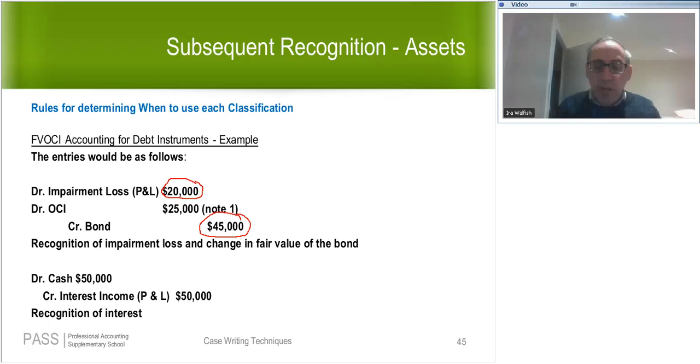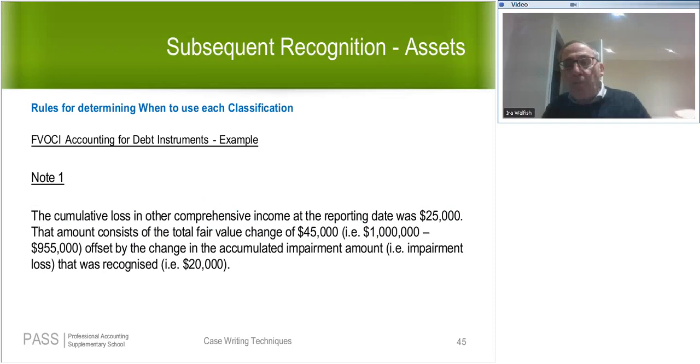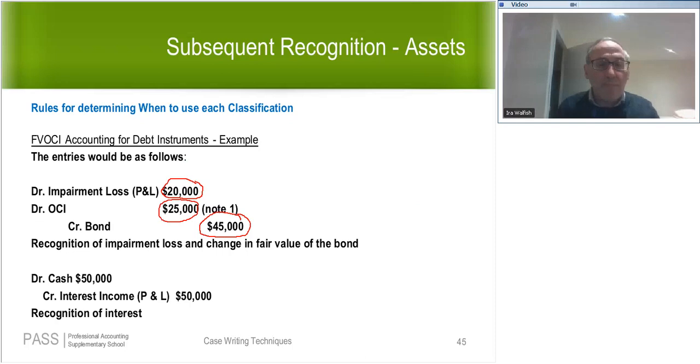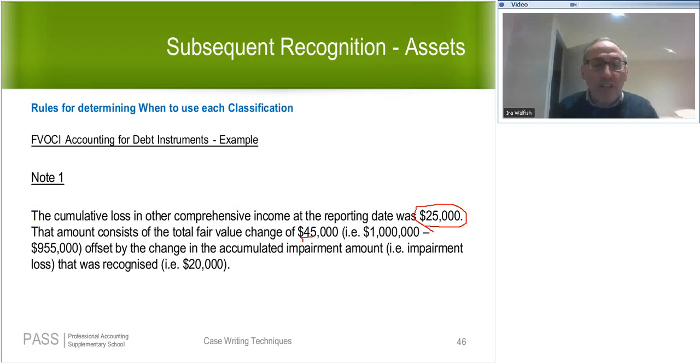So in this example, guys, the cumulative loss in OCI at the reporting date was basically $25,000, right? That's what went to OCI here. That amount consists of the total change in fair value from $1 million to $955,000, which is $45,000, offset by the $20K that related to impairment and therefore went to the P&L. So the portion that doesn't relate to impairment goes to OCI. Okay? Now, this is the entry to recognize the change in value by year end.